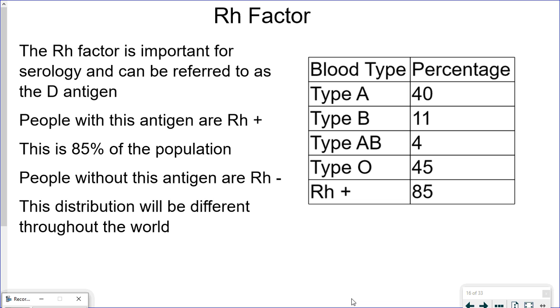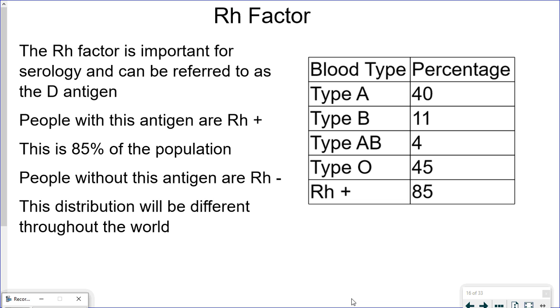Another part of blood typing is the rhesus factor, or Rh factor. This is important, and sometimes it's referred to as the D antigen. The positive means that you have this antigen, and the negative means that you do not have this antigen. So people with the antigen are Rh positive, which is about 85% of the population. If you do not have this antigen, you're Rh negative.